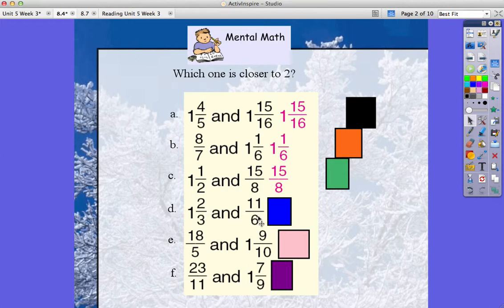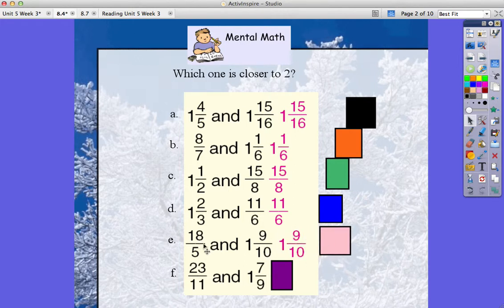1 and 2/3 and 11/6. So we have 1 and 5/6. 1 and 5/6 is going to be closer to 2 than 1 and 2/3. 18/5 is going to be 3 and 3/5, and 1 and 9/10. 1 and 9/10 is going to be closer, because the other is almost to 3, where this is very close to 2. 23/11, putting it into a mixed number, would be 2 and 2/11, and this is 1 and 7/9, which is definitely closer to 2.